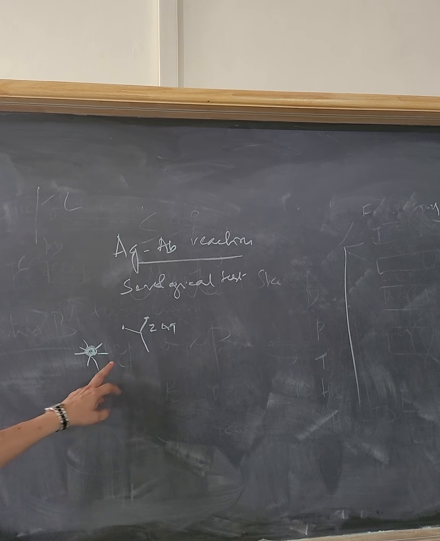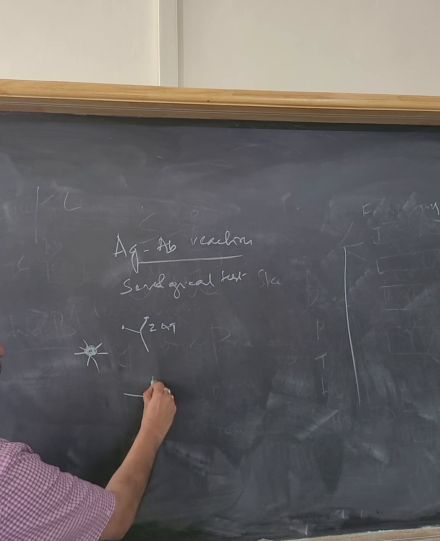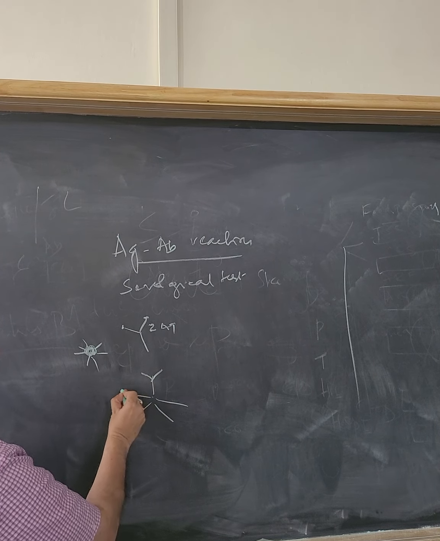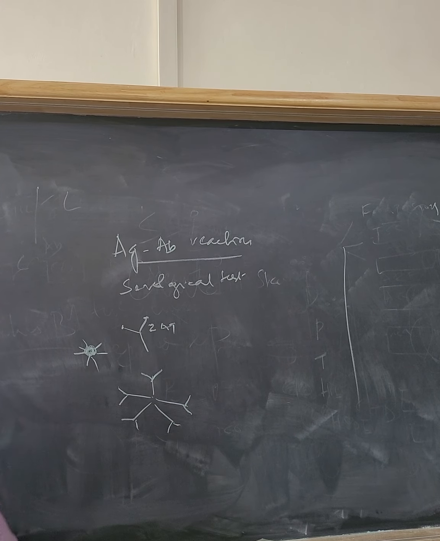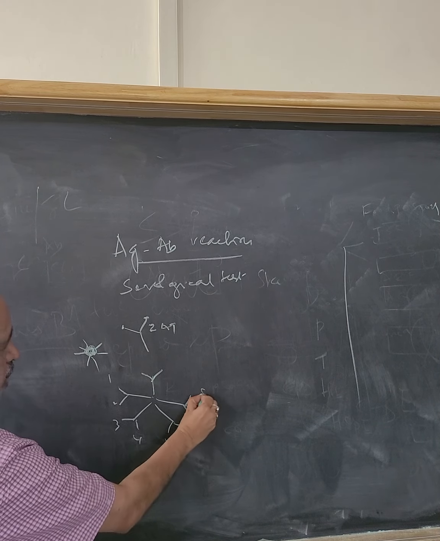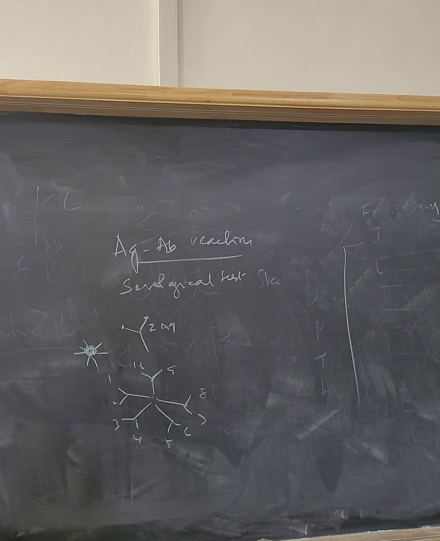So IgG has got two antigen combining sites. IgM has got 10. You can count 1, 2, 3, 4, 5, 6, 7, 8, 9, 10. IgM has got how many? 10. IgM has got 10 antigen combining sites.